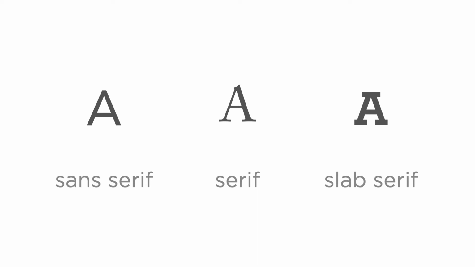Here are some basic introductory terminologies on letterforms. Sans serif typefaces do not have decorative strokes at the end of the letters. Note the even stroke weight. Serif fonts, on the other hand, do. Slab serifs have blocky stroke terminations.